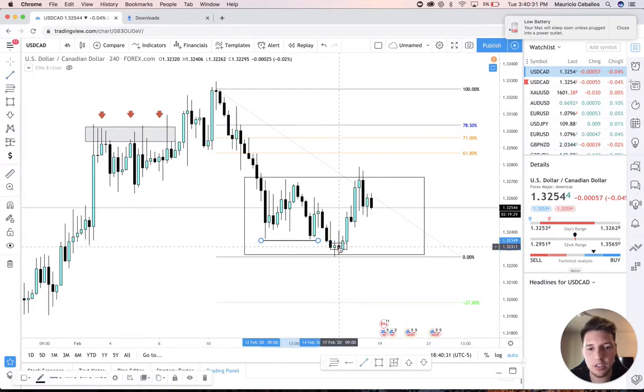Now understand that we had a good reaction to the upside, which broke one thing. What did it break? It broke our structure. Two, it broke direction. So now we are moving to the upside.